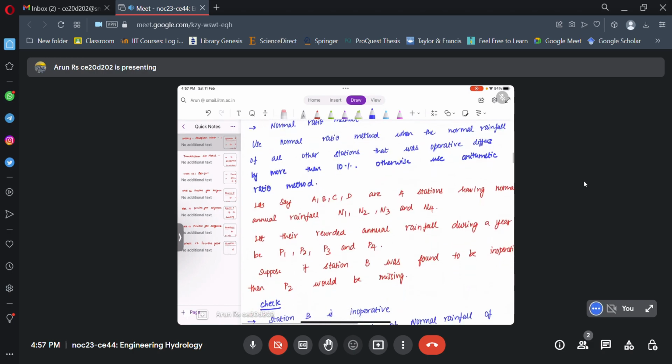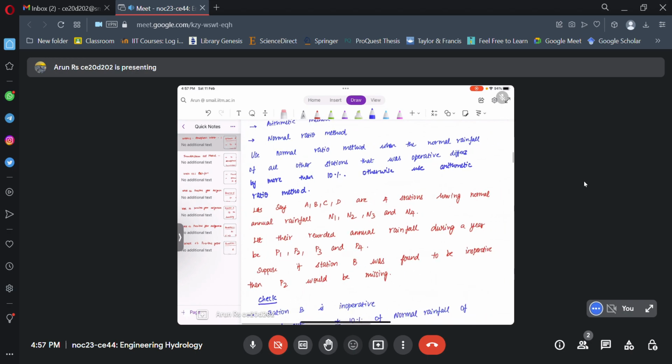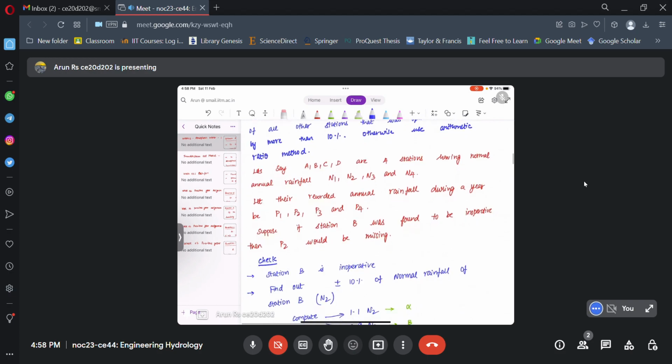So there is a check which we need to make while solving this kind of a problem. I have explained how to check it here. So we need to use the normal ratio method when the normal rainfall of all the other stations that were operative differs by more than 10%. So this is the statement. If it is not following this, then we can use the arithmetic mean method.